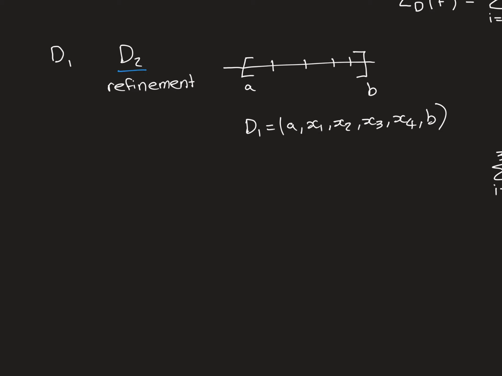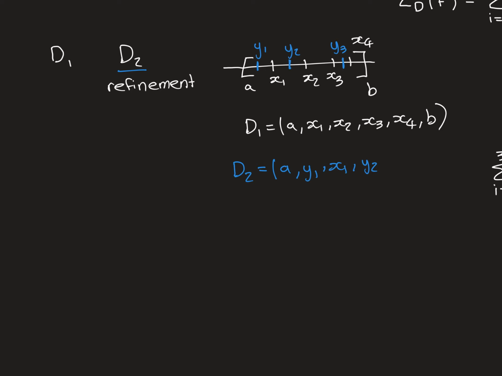So I'll do this in another colour. So we'll add in some more cuts. We'll cut here, we'll cut here, we'll cut here. So let's call these new points. We'll call that y1, that y2, that y3. So the new dissection, D2, that refines D1, is going to be A, then Y1, then X1, then Y2. So just labelling up the points here. This is X1, this is X2, this is X3, this is X4.